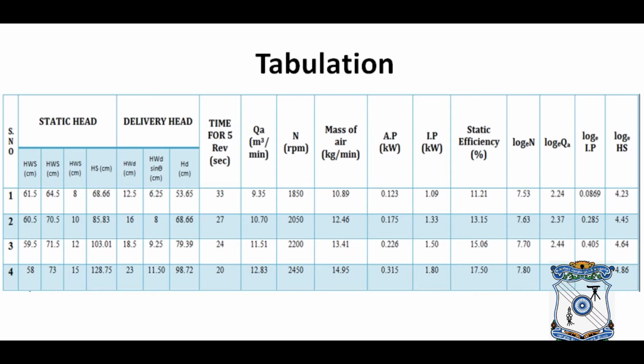So after this tabulation, you have to write the readings for the static head, delivery head, time, and the revolutions. Then all the others have to be found out with the help of the formulas.